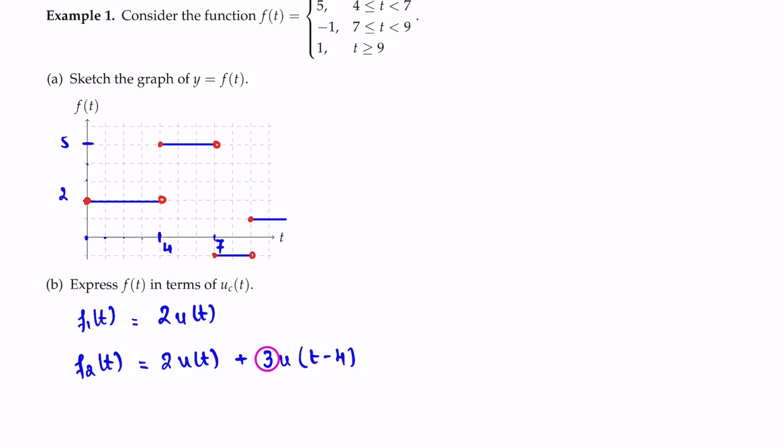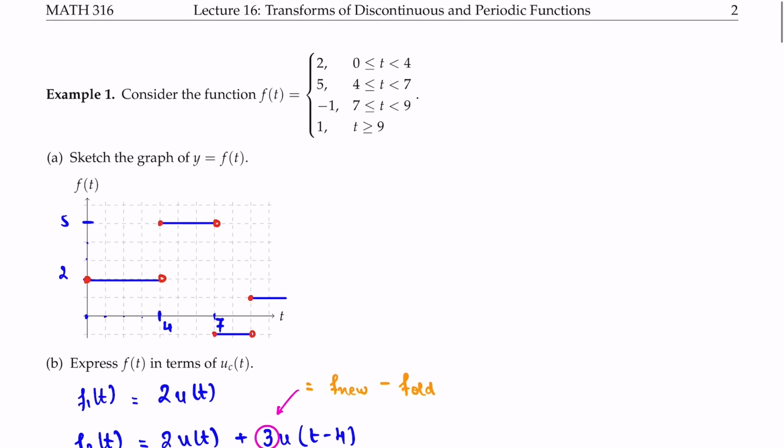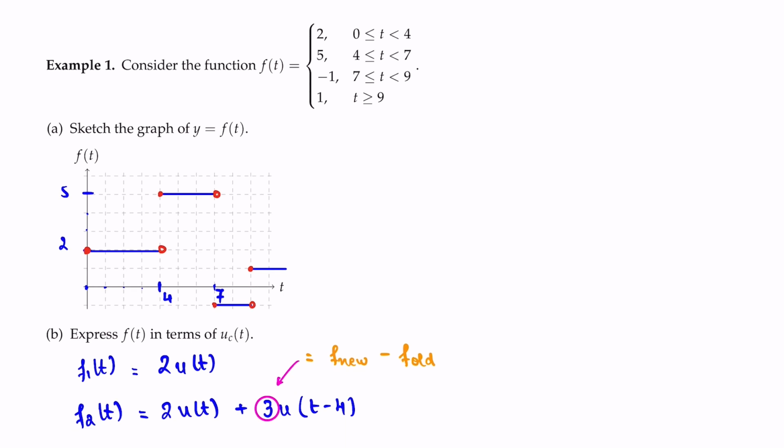So instead of counting, the coefficient is equal to the new function minus the old function. Okay, so f new minus f old. So the new function is 5 minus the old function is 2. So that's why you have the coefficient 3 in this case. Okay. So now that's the second step.